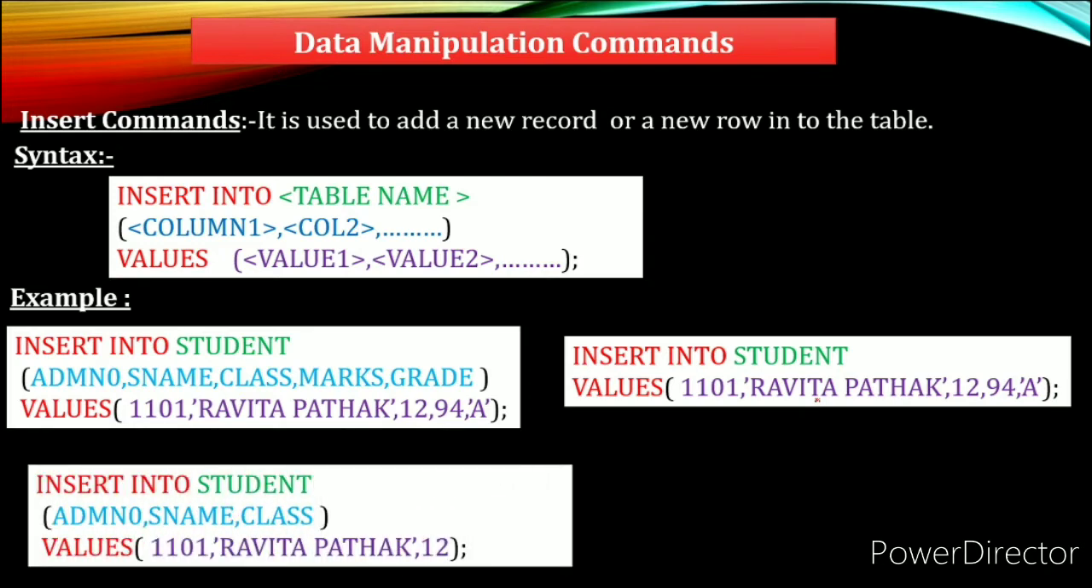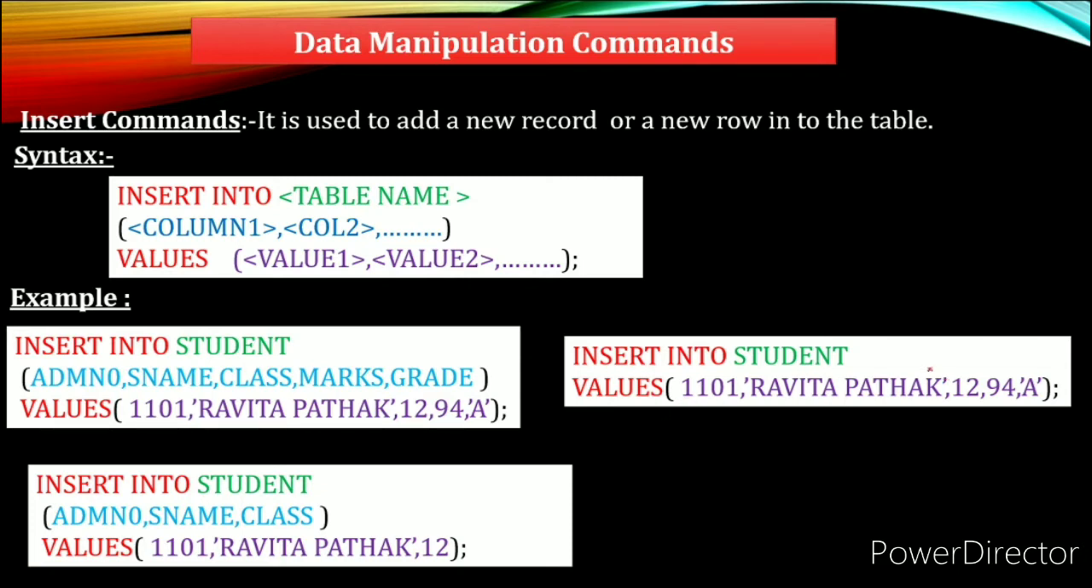If you want to insert values in all columns, then you can skip writing the column names. Here is an example. Insert into, the name of the table is student, and these are the column names: admission number, student name, class, marks, and grade. After that we have to write the values keyword, and these are the values. But if you want to insert values in all columns, then you can skip writing the column names. So: insert into student values, and these are the values.